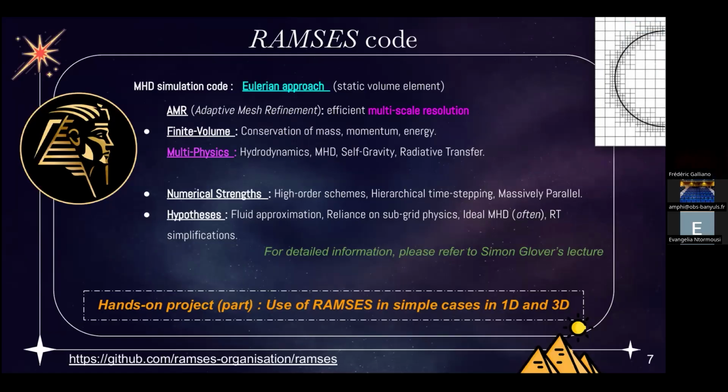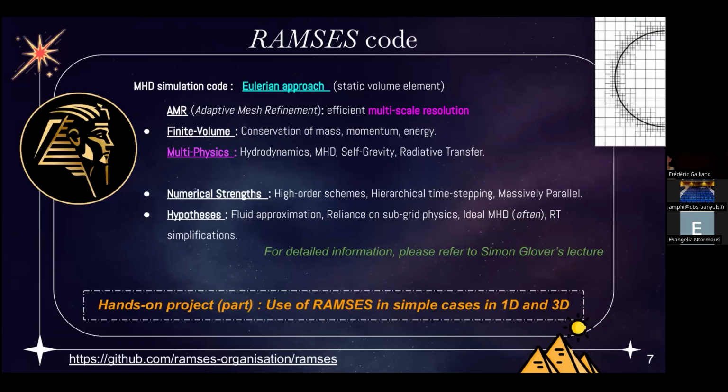So to model those supernova bubbles, we relied on the Ramses code, as we said before. Here are some technicalities about the Ramses code, but what you have to keep in mind is that it uses a Eulerian approach, and it's really great using the adaptive mesh refinement, as we can see here. It's really great for multi-scale resolution, which is involved everywhere.